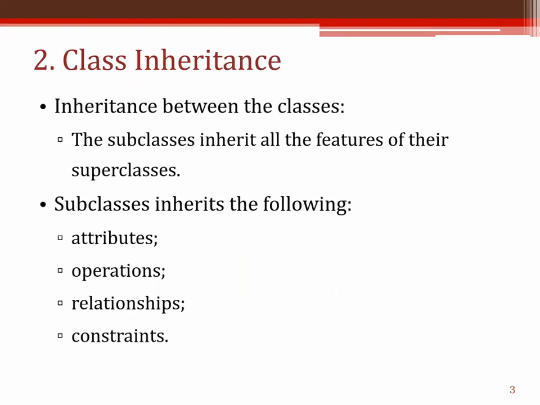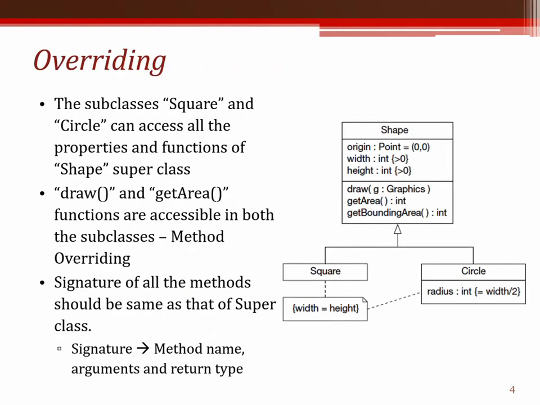Inheritance is a mechanism through which a subclass acquires the complete features and properties of its superclass. A subclass automatically inherits a superclass's attributes, operations, relationships and constraints. This allows developers to reuse existing code instead of rewriting common functionalities. One of the most important concepts associated with inheritance is called method overriding.